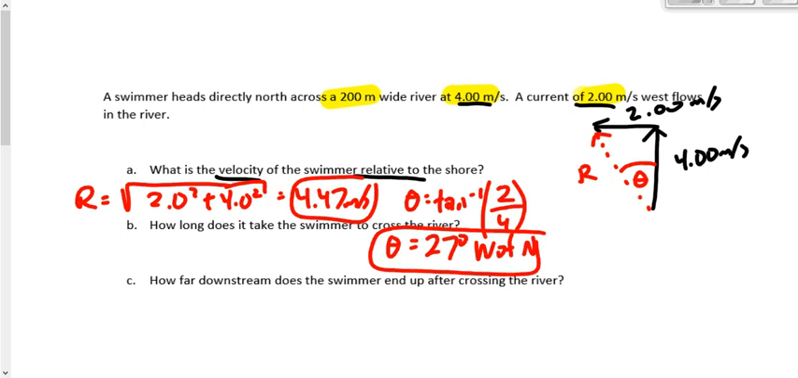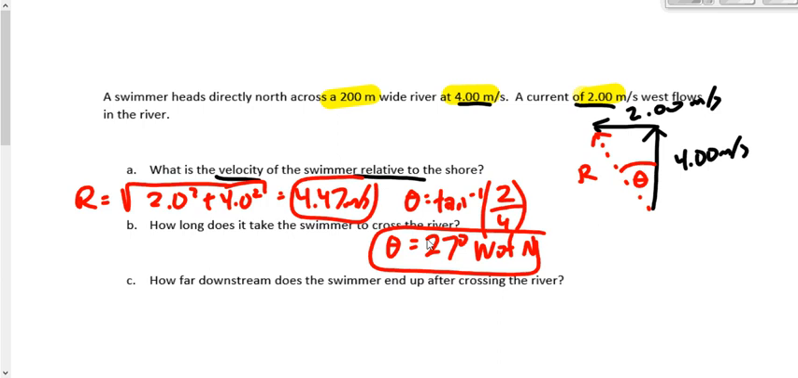Now, the other way to look at it is this angle right here that this dotted line is at is measured from which axis? Well, it's measured from the north. It's not measured from the west, because this is the west. Right? Nothing's measured from the west here. It's measured from the north, or it's measured of north, west of north. So 27 degrees west of north.